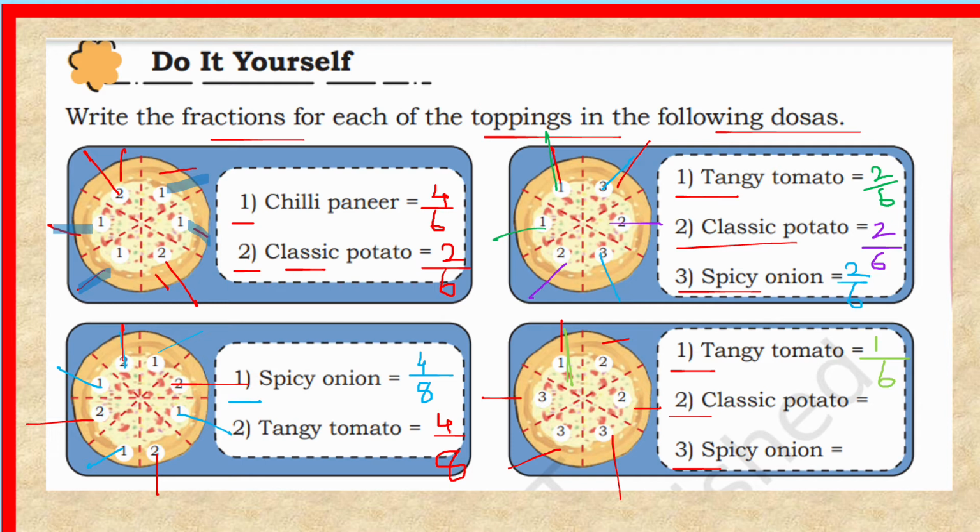Then, what about classic potato? 2 represents classic potato. See, 1, 2. So, fraction is 2 by 6. Then, what about spicy onion? 3 represents spicy onion. See, 1, 2, 3. So, fraction is 3 by 6. Out of 6 parts, in 3 parts, we have spicy onion.